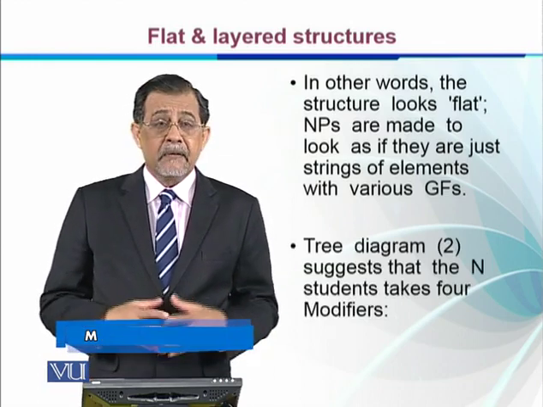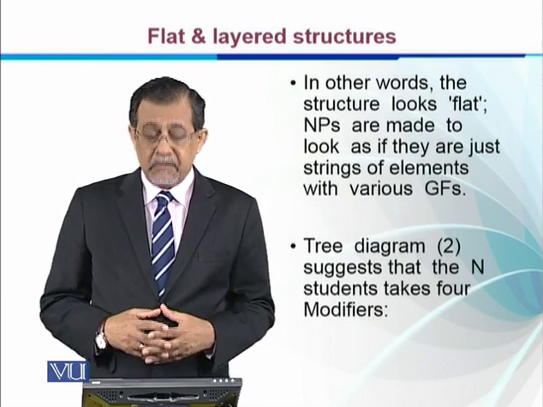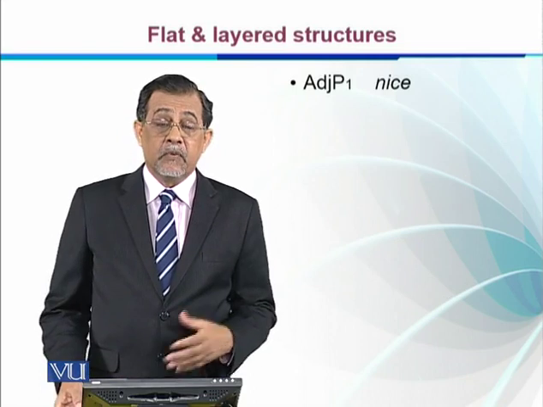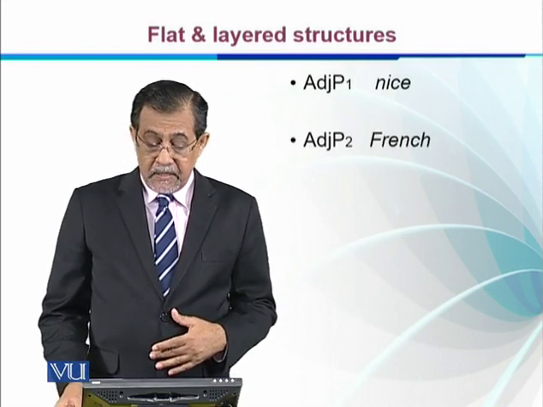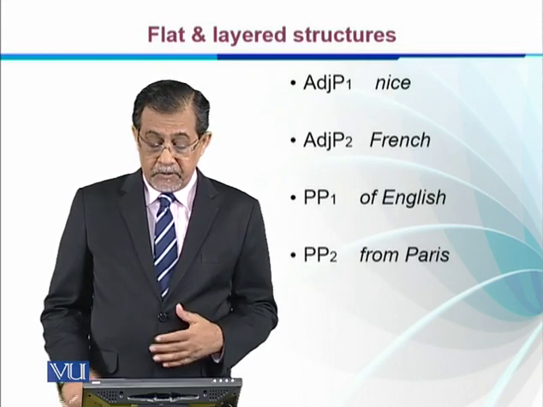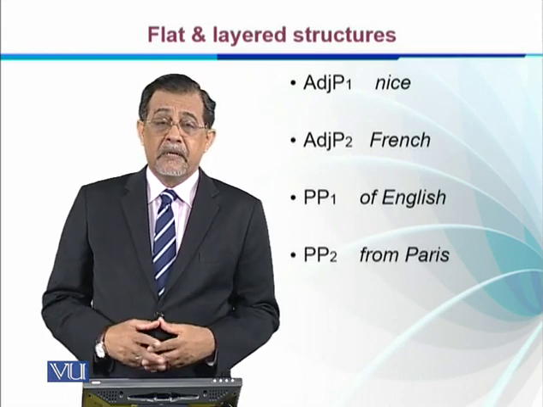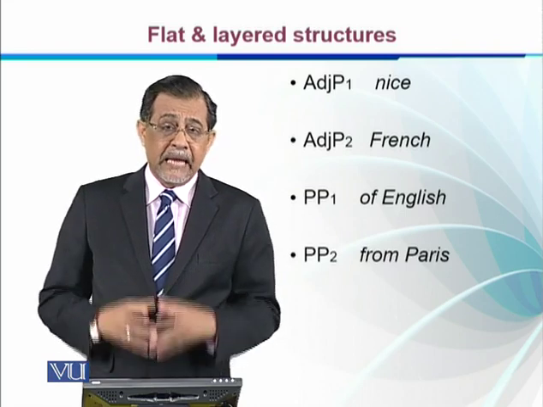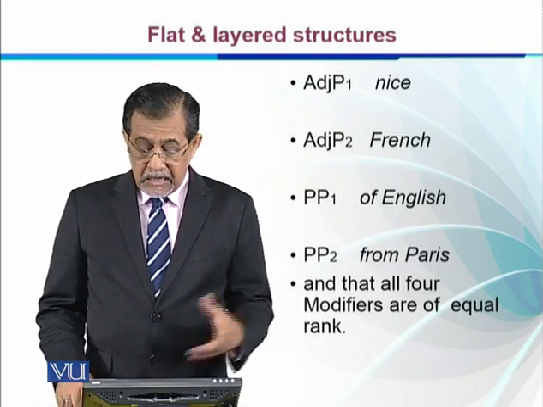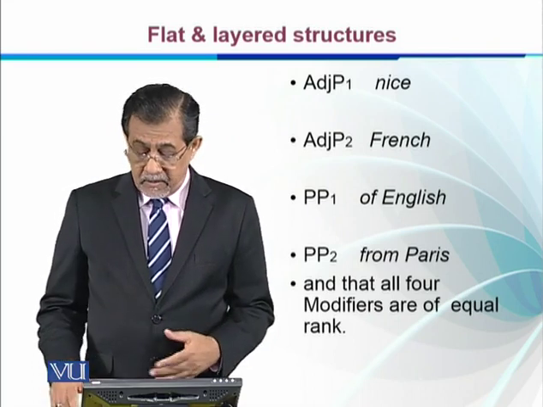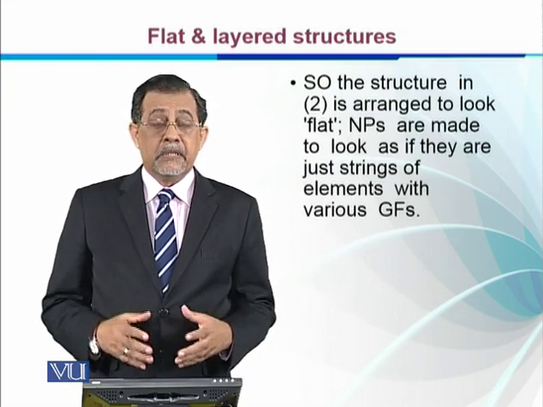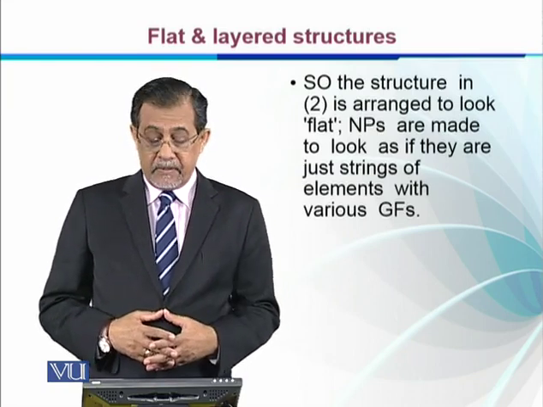So tree diagram 2 suggests that the noun student takes 4 modifiers. Adjective 1, nice. Adjective 2, French. Prepositional 1, of English. Prepositional 2, from Paris. Are they of equal rank? That is the question that needs to be addressed. Are all 4 modifiers of equal rank? The structure in 2 is arranged to look flat.